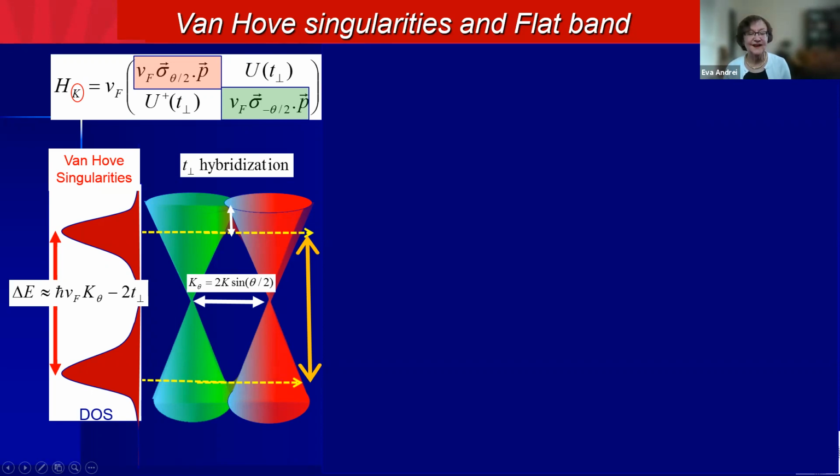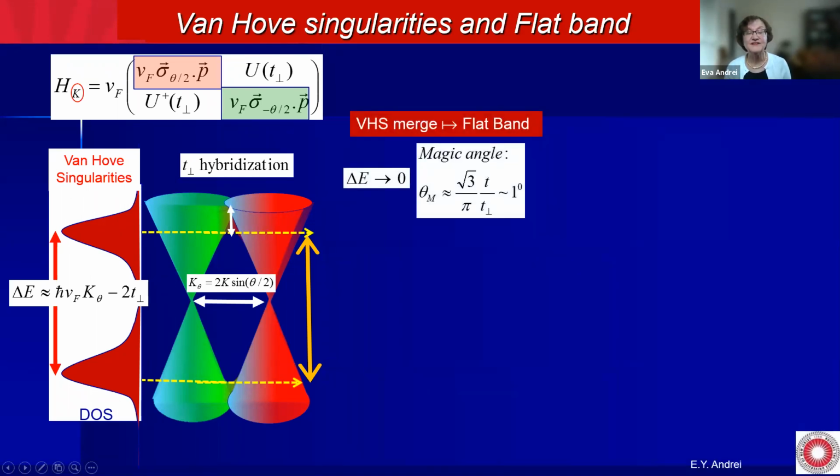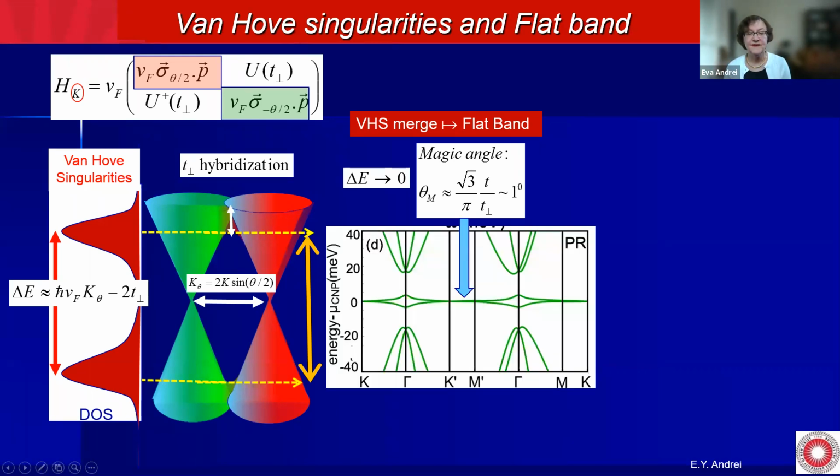So you see immediately that as you decrease the twist angle, there's going to be some point where these 2 cones, these 2 Van Hove singularities are going to merge. And that happens at the so-called magic angle. And it's very simple to show that it's basically given by the ratio of interlayer to intra-layer tunneling. So you can think of it, it turns out that it's when the time to tunnel between the layers is comparable to the time to tunnel between Moiré unit cells, that's when you get this flat band. And this is what it looks like at the magic angle.